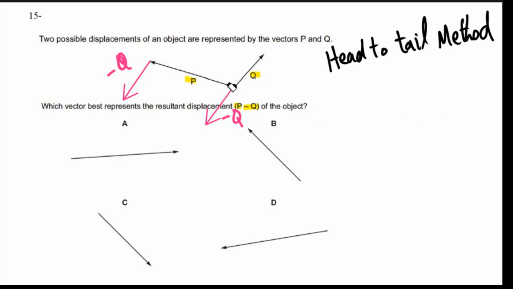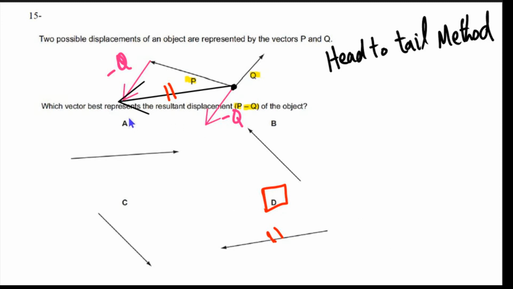So let me clean this a little so you can see it more clearly. This will be the resultant vector. If you look at the given options, D is the best possible option. If you compare this vector with this one, they are similar. So our answer for this question is D.